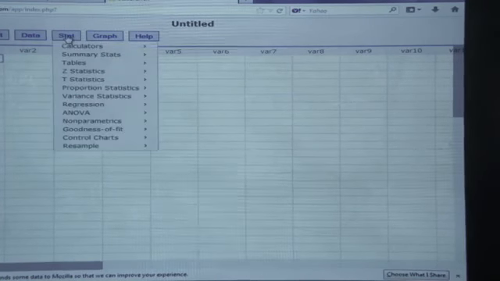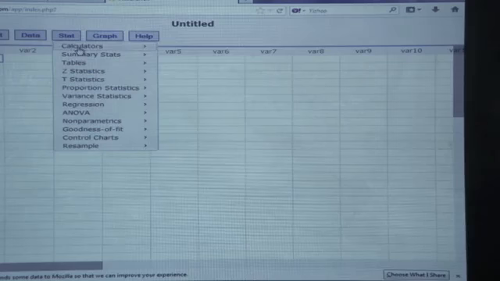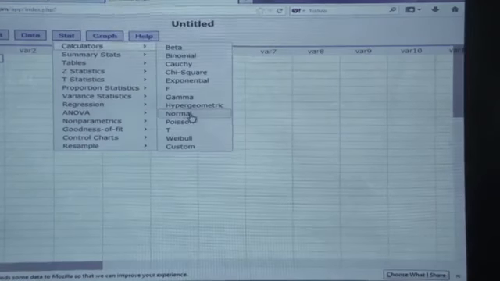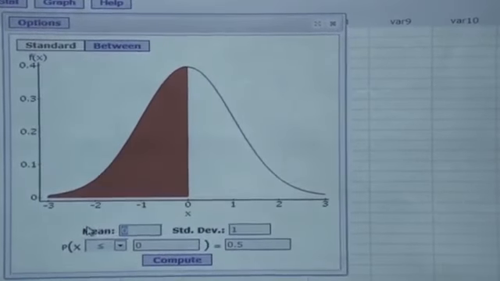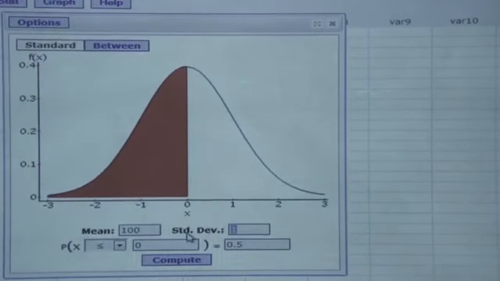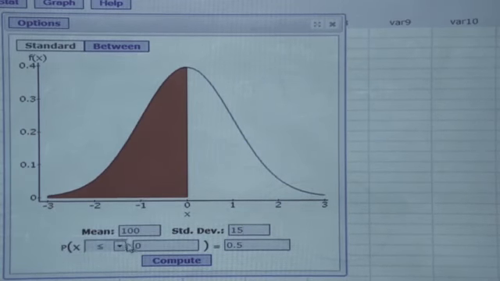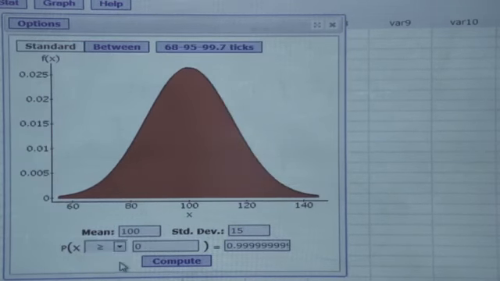Clean that up. Remember where it is: stat button, calculators, down to normal. And we're still working with IQs. I put the mean for 100. I put standard deviation for 15. We're doing greater than. Read the question. What percentage of the population have IQs that are at least? At least means greater than. 152.5. So we'll do greater than 152.5.